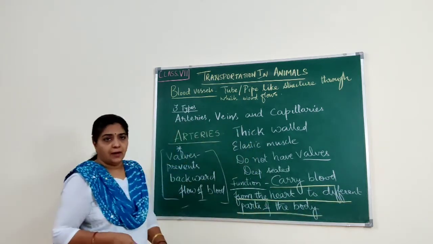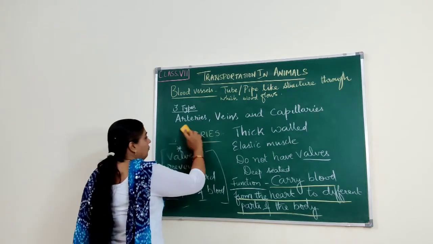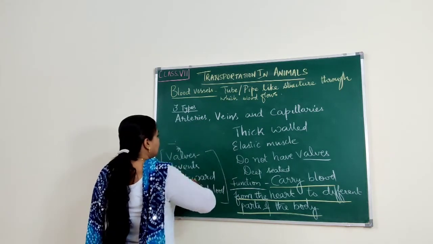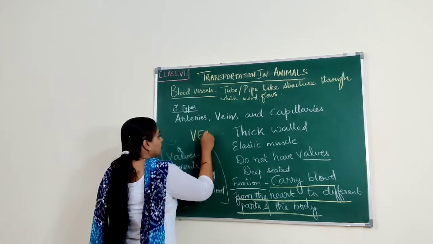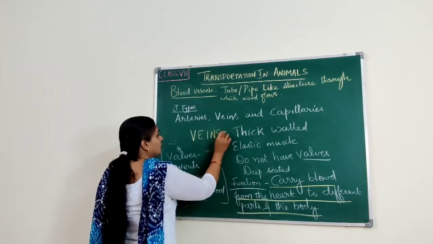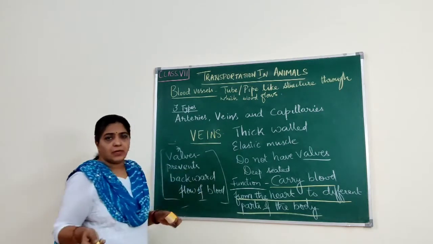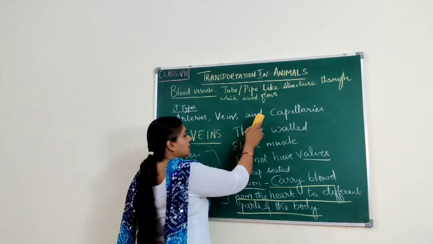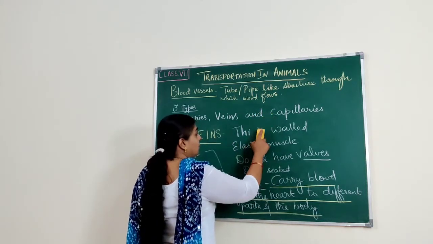So that is arteries. Now let us see the veins. Let us learn about veins. When we see veins, it is the next type of blood vessel. It is thin walled.